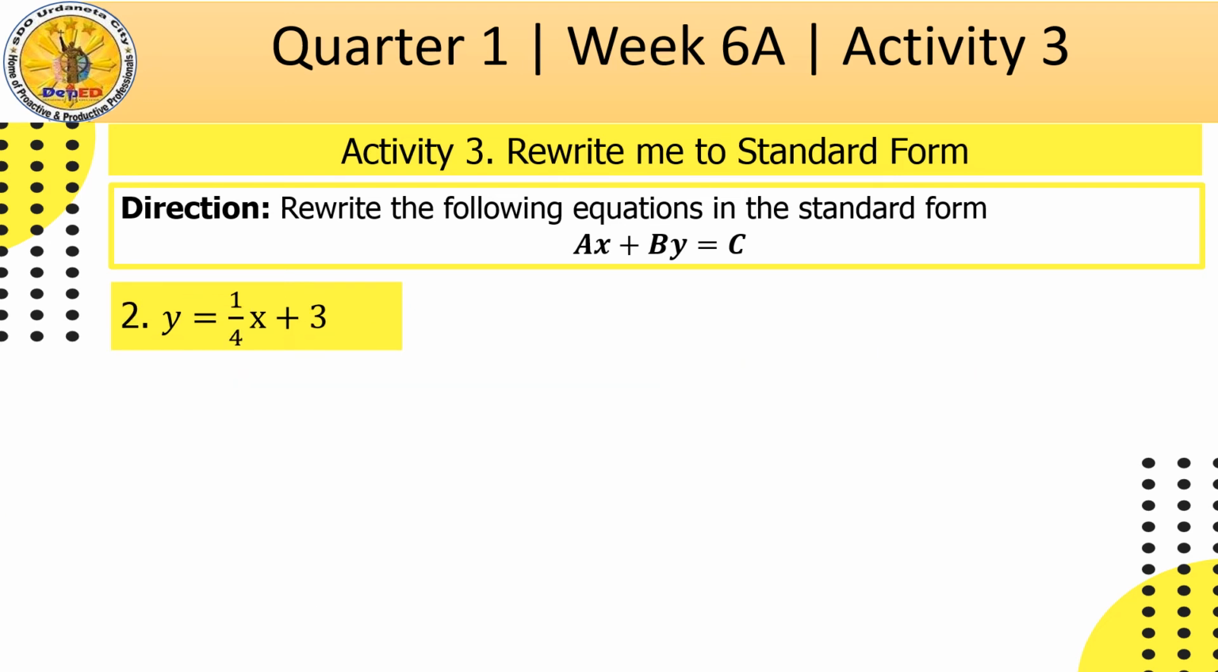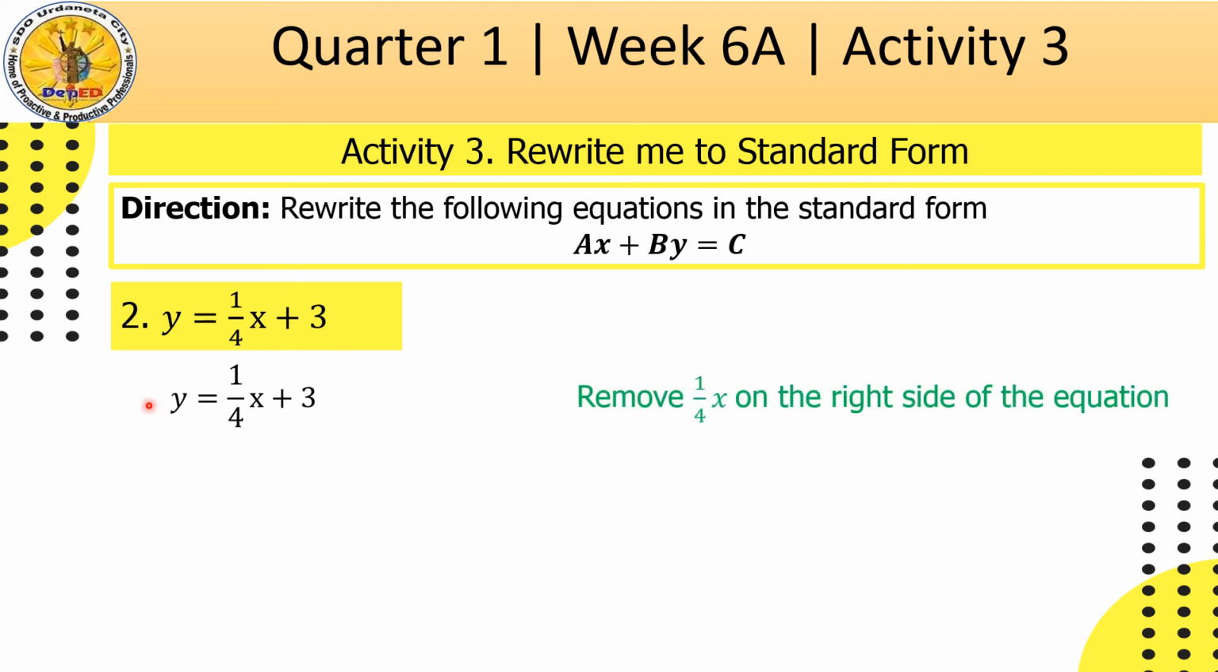Second example for activity 3, we have y is equal to 1/4 x plus 3. Again, let's copy the given. And we need to remove 1/4 x on the right side of the equation because what must be left here is the constant. To remove this 1/4 x, we will just add the additive inverse, which is the negative of this. So we have negative 1/4 x plus y. We add it to the left side, and at the same time, we will add on the right side to remove 1/4 x on the right side because this is equal to 0.